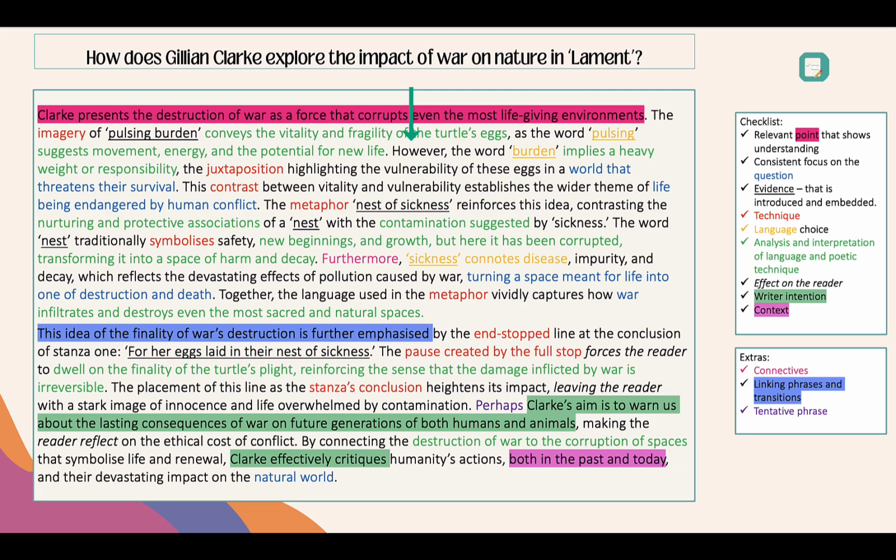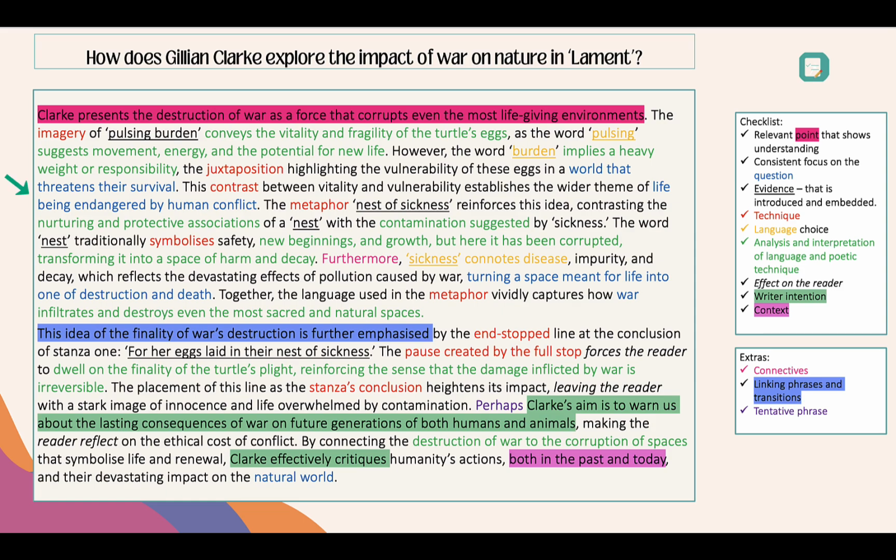We've noticed something. The juxtaposition, so I've noticed another method here. So don't be afraid to mention multiple methods. So already I've got imagery, I've got juxtaposition, I'm about to talk about contrast. So wherever you see it, say it and analyse it. The juxtaposition highlighting the vulnerability of these eggs in a world that threatens their survival.